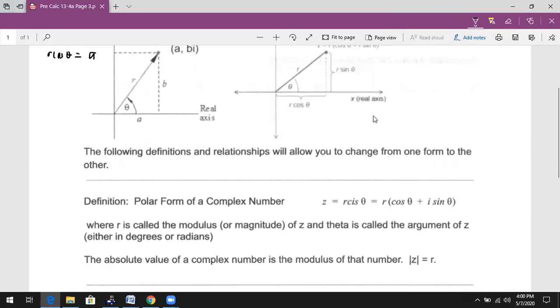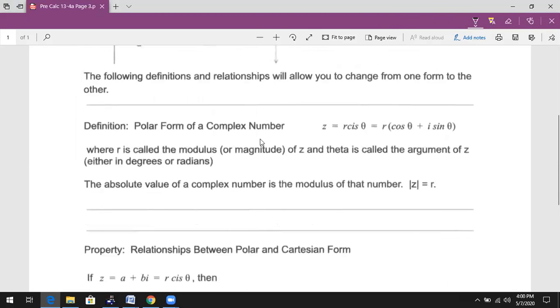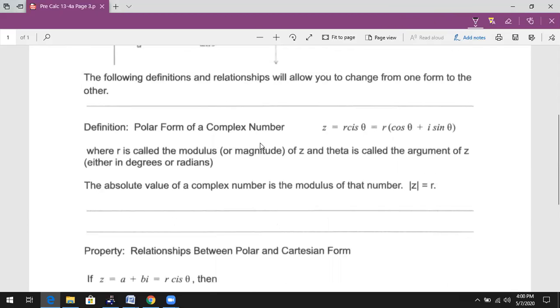Now, you can also see here that the tangent of theta is going to be the B value over the A value. You're going to want to check that quadrant, and you can see by the Pythagorean theorem that R squared equals A squared plus B squared. So the following definitions and relationships will allow you to change from one form to the other.